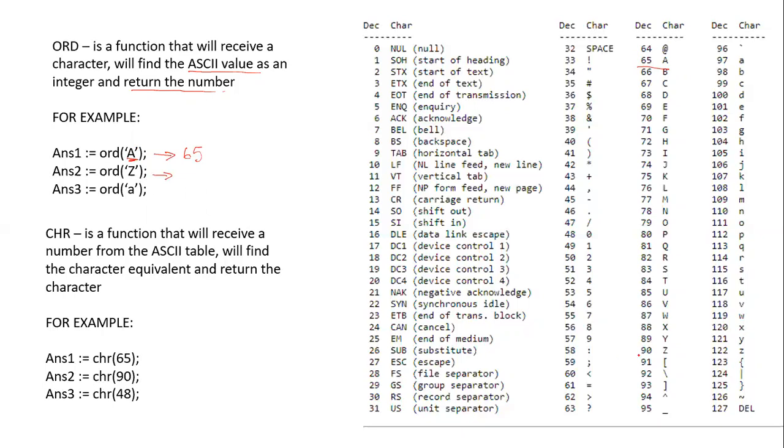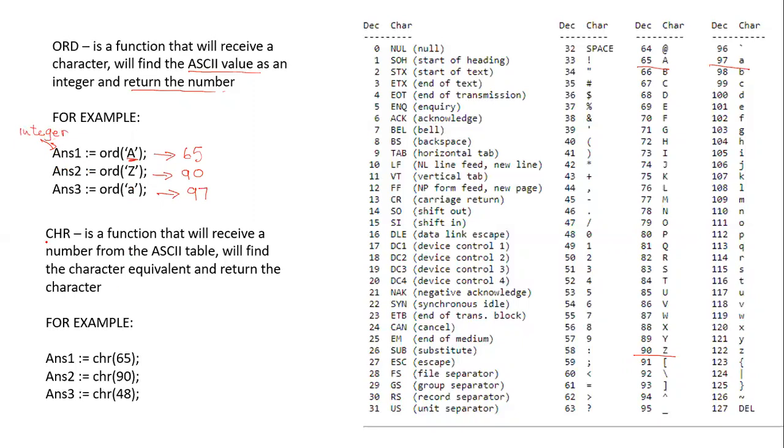Capital Z is 90. Ord of Z will give you 90. And a small letter a is 97. So ord of the small letter a will return 97. In the ASCII table, you'll see a distinction is made between capital letters and small letters, each of them having their own ASCII value. These will be stored in variables, and these variables will be declared of type integer.